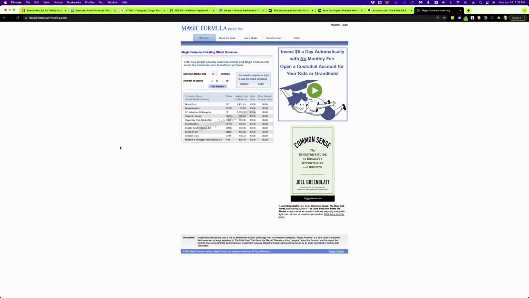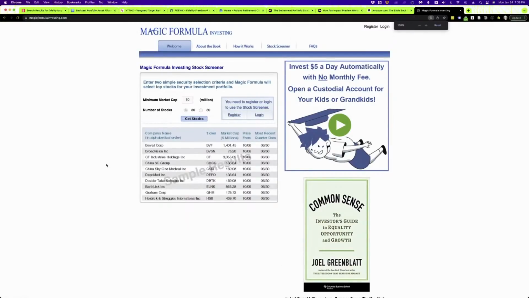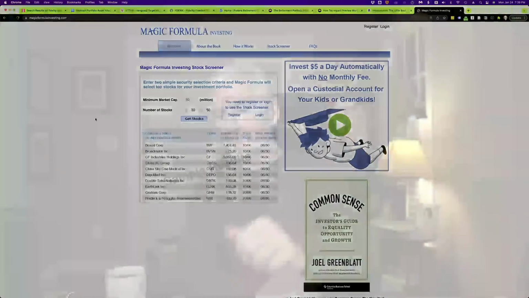Hang on. Let me pull this up. Magic formula investing. Is this Joel? I think it is. Yeah, here it is. Here's his website. 1990s called. They want their website back. There it is. But it's supposed to be pretty good. It's a stock screener. I've never used it. I'm not really into stock screeners, but maybe I should be.